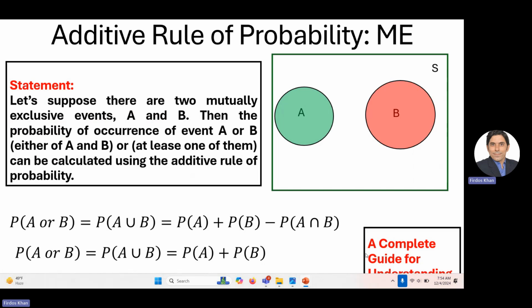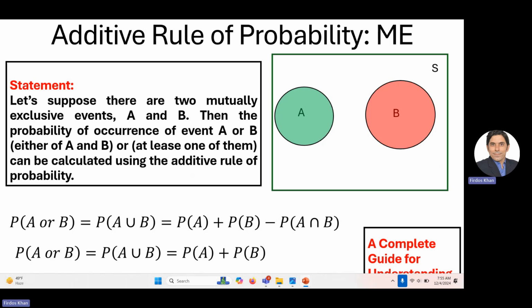So this first equation is the general additive rule of probability, and we deduce the equation given below for mutually exclusive events. This means that the probability of A or B, which in statistics we write as A union B, is equal to probability of A plus probability of B minus probability of A intersection B. This is the general rule of probability, and it is also applicable to the not mutually exclusive events because they have this portion, as we explained in the previous video.